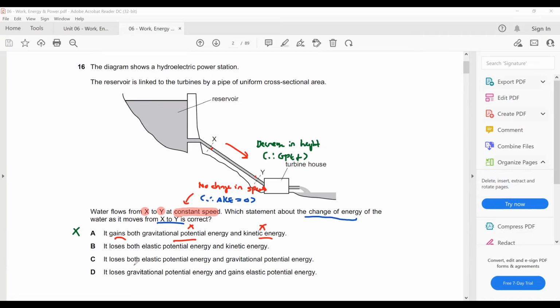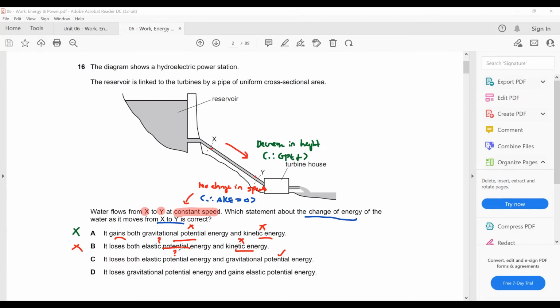Now it loses both elastic potential energy and kinetic energy. Don't bother about the elastic potential energy first. The kinetic energy one I know definitely is wrong. So this one is out. Let's go to C. It loses both elastic potential energy and gravitational potential energy. Okay, this one you can say is correct. All right, but what about this? And what about this? All right.